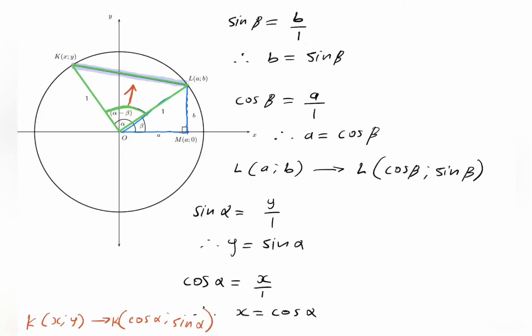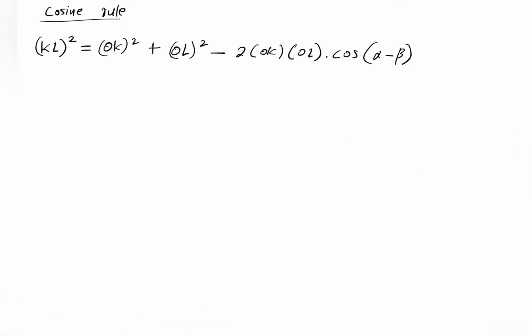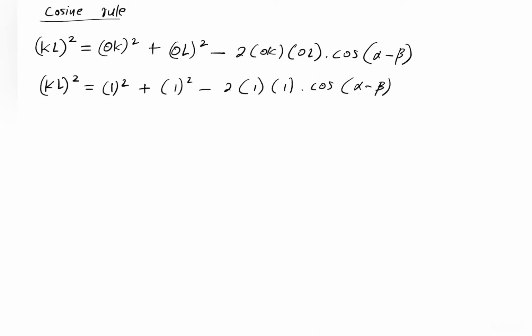Looking back at this diagram, you can see that OK is equal to 1. So this is a unit circle, a circle with a radius equal to 1. So OK is equal to 1 and OL is equal to 1. Now coming back here, we're going to substitute. So KL squared is equal to OK, which is 1 squared, plus OL, which is also 1 squared, minus 2 times OK is 1, OL is 1, times the cos of alpha minus beta.